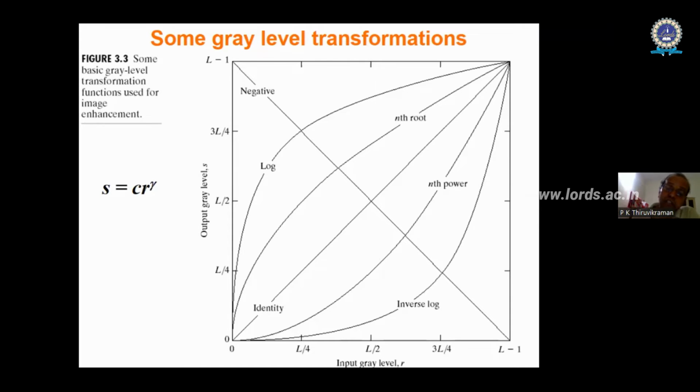So this will increase the contrast. If you have a bright image, you should go for gamma greater than 1. And if you have a dark image, you should go for gamma less than 1. Just the reverse effect. What is the reverse effect?